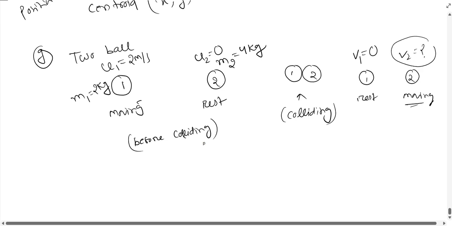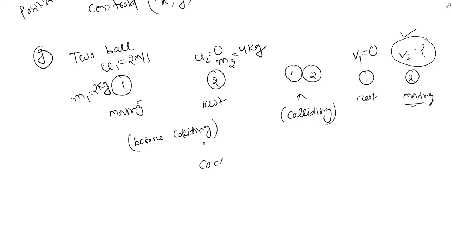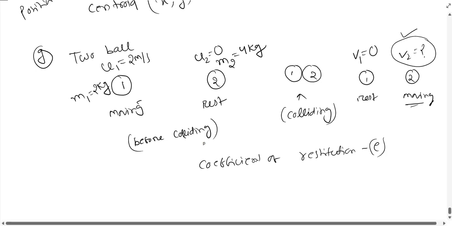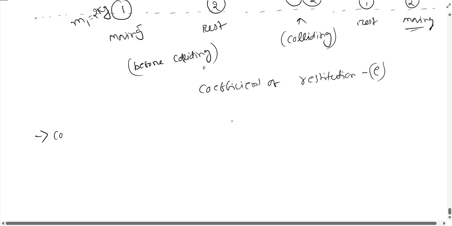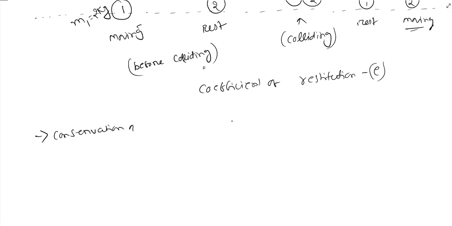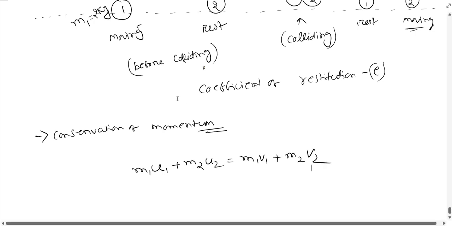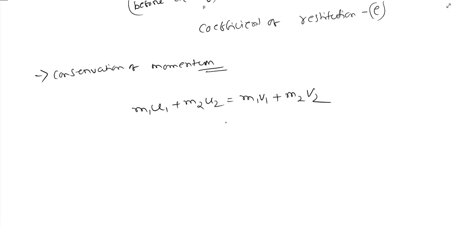We have to calculate the final velocity of ball 2 as well as the coefficient of restitution, that is e. So see, this whole event is taking place in a single line, following linear motion. So we can apply the concept of conservation of momentum over here. It says m1 u1 plus m2 u2 is equal to m1 v1 plus m2 v2. Momentum before colliding is equal to momentum after colliding.